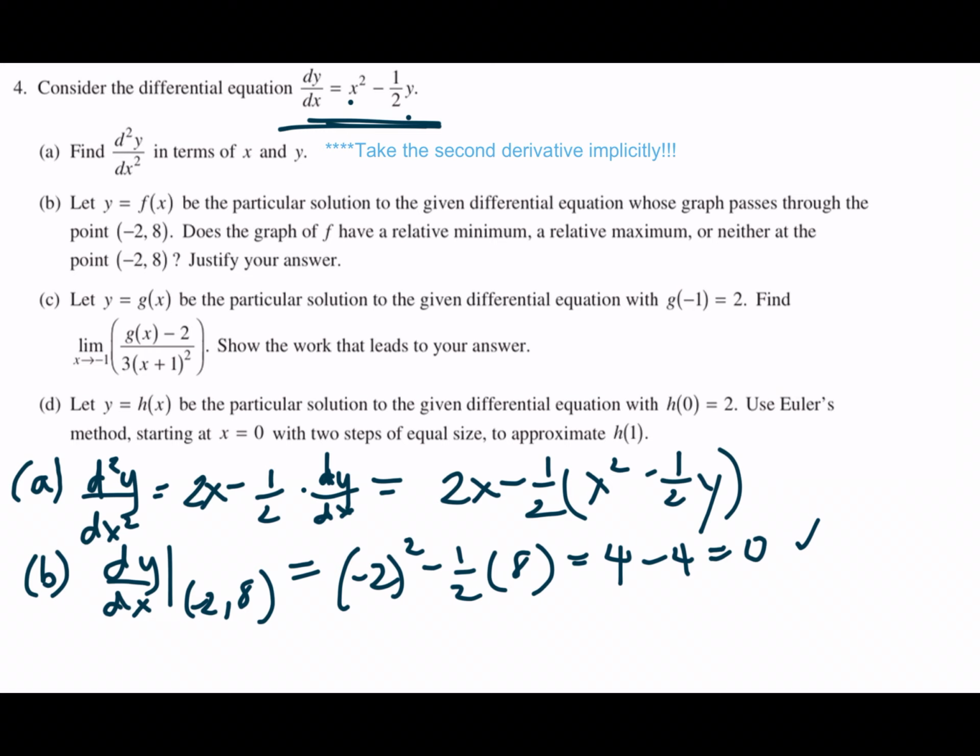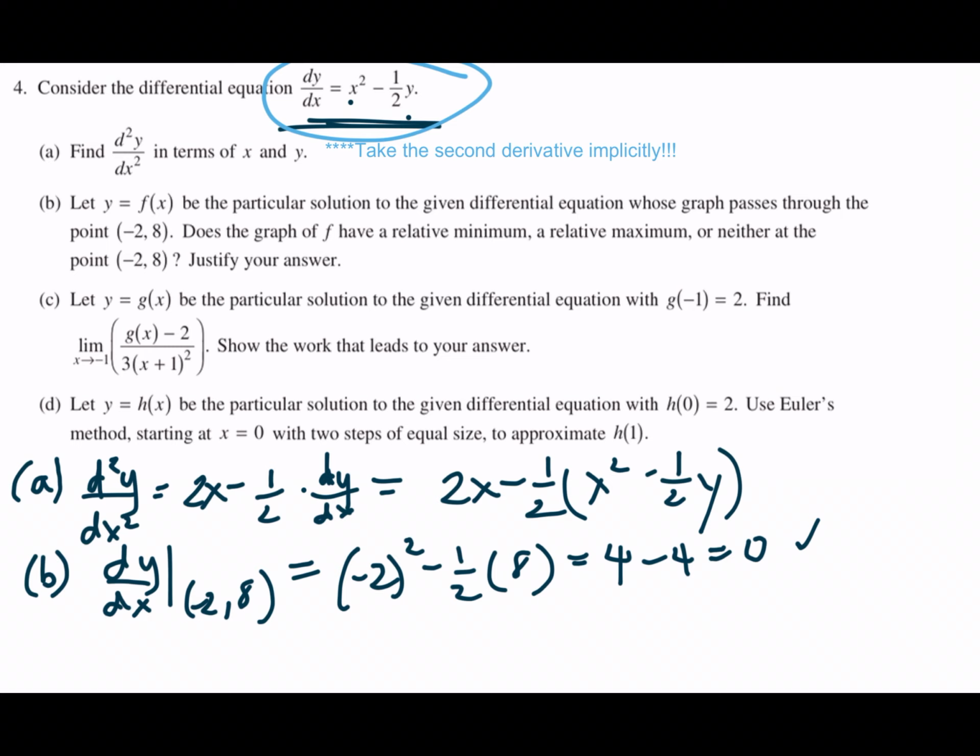So I have a possibility of a relative min, a relative max, or neither. I don't know if I have a sign change in my derivative. Do I have enough information to make a sign chart for the derivative? The derivative looks like this, x squared minus 1/2 y. You can't make a two-dimensional sign chart. So what is the backup plan for when I need to know if I have a local max or a local min, but I can't do a sign chart?